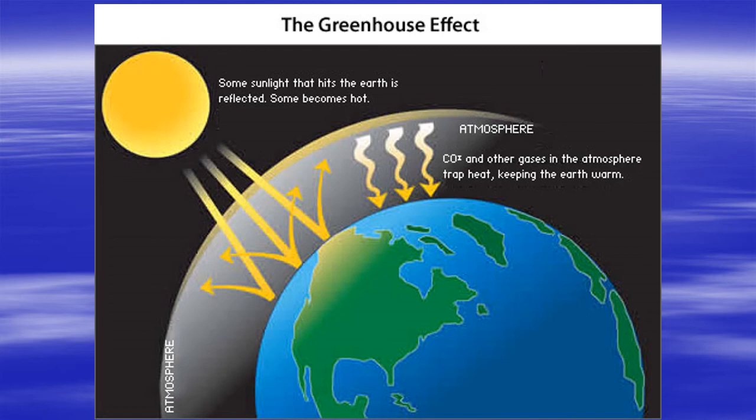As I said earlier, greenhouse gases trap the heat. As you can see, the sun is putting heat toward the Earth, and the heat is trying to escape, but the greenhouse gases won't allow it to escape, so the atmosphere kind of traps the heat, and the temperature on the planet goes up.